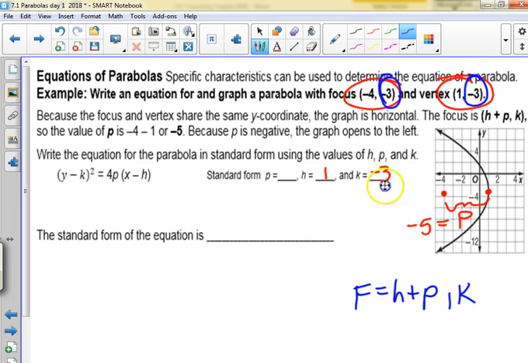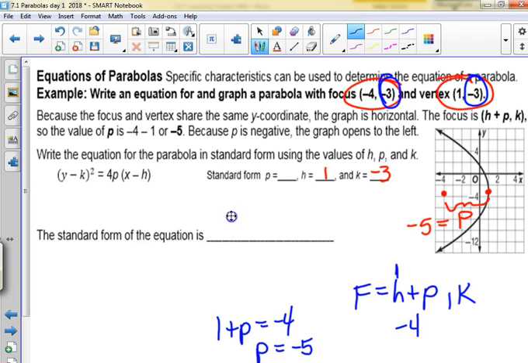But on this focus right here, this is -4, and I know H is 1. So 1 plus P gave me a -4. What does that make P? -5. Does that work? I'm trying to show you that you can use the sheet or you can use the concepts of what you know about a parabola.